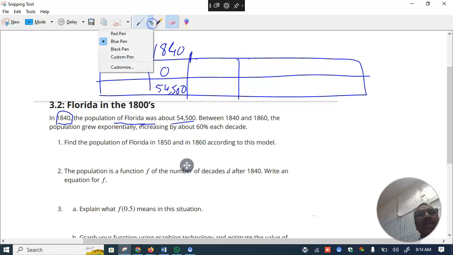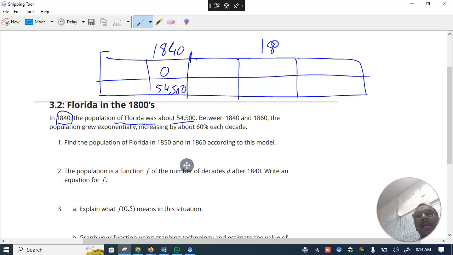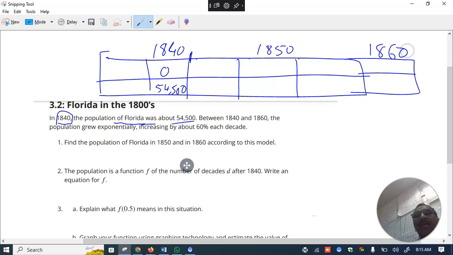So 1860, that means it's 20 years, but they try to break this into decades. So 1840, sorry, let me write it, 1850. So this will be 1850. Okay. And I'll write 1860 here. Okay. So can I see everybody writing the table? Make a table just to get a hang of this.